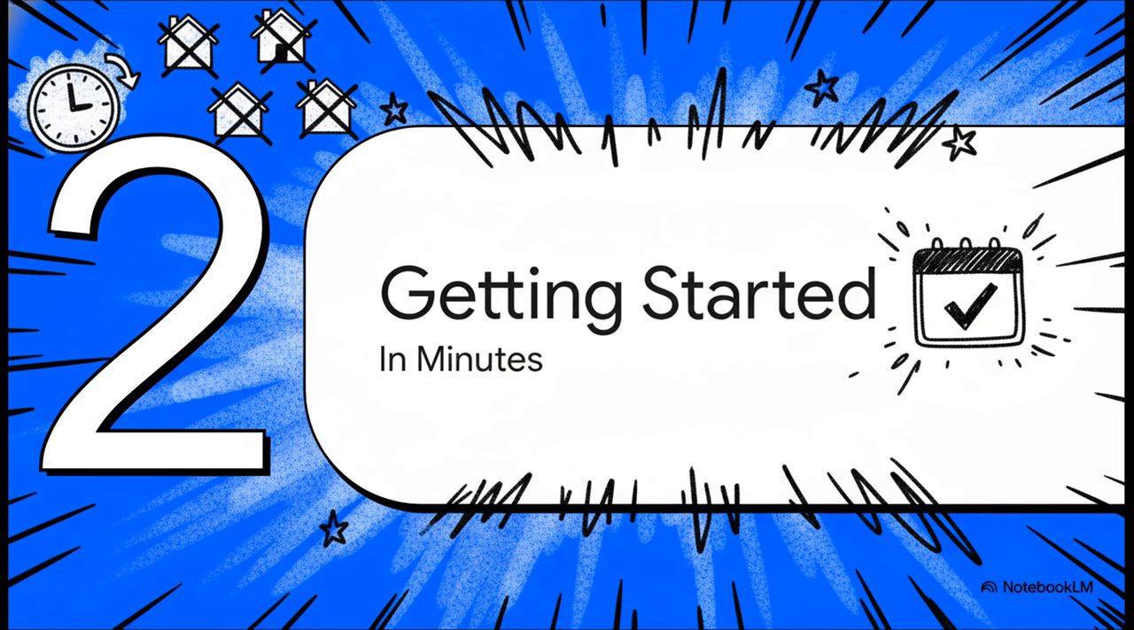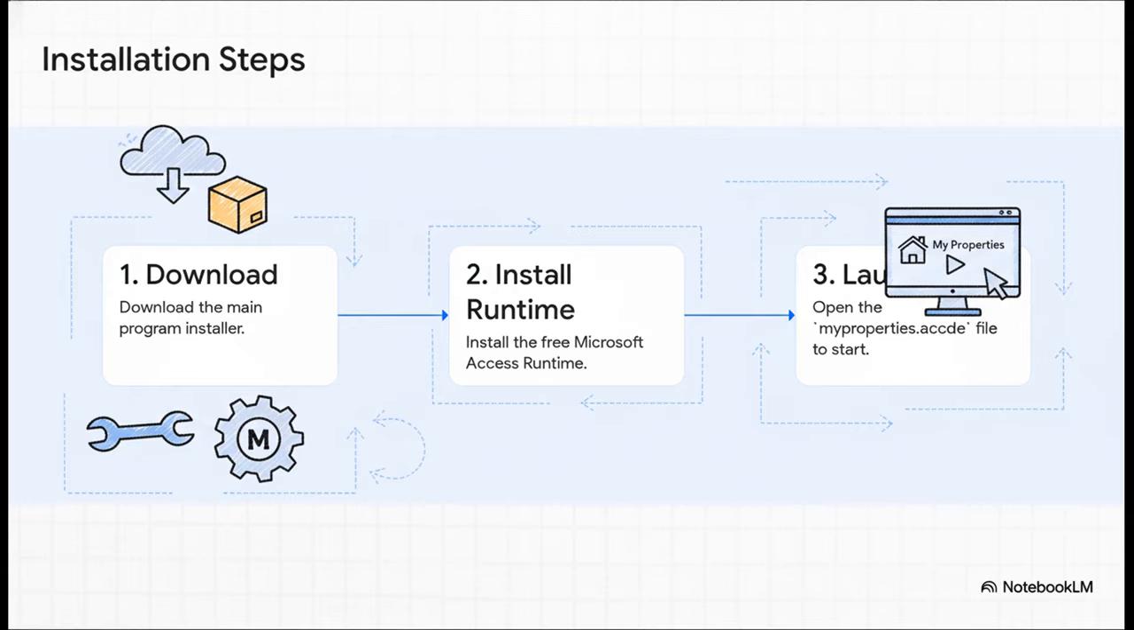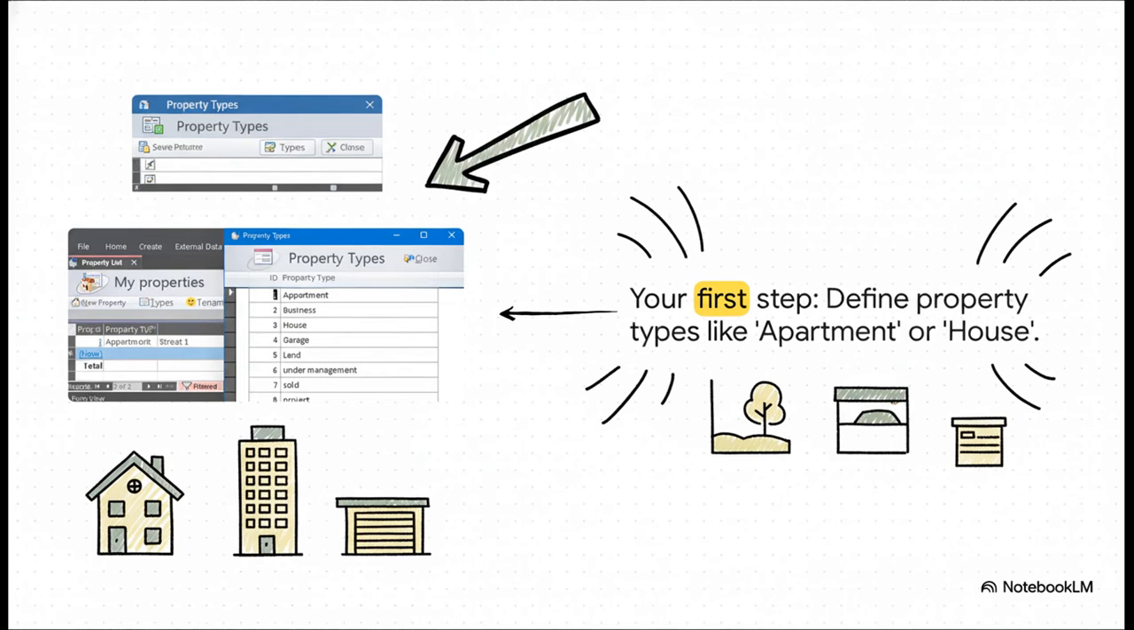All right, let's see just how fast you can get up and running, and I'm not talking about some week-long setup process here. No, you can be managing your properties in literally just a few minutes. The installation is basically just 2 quick steps. First, you download the My Properties installer. Then you install the free Microsoft Access Runtime. That's just a little something from Microsoft that lets the software run. Once that's done, you just open up the program file and you're in. It's really that easy.